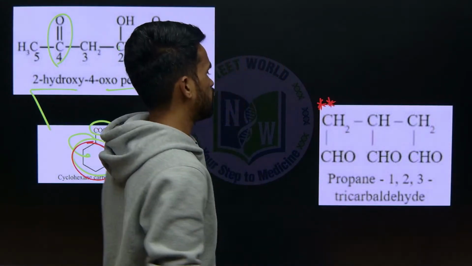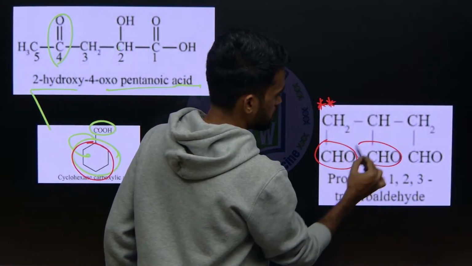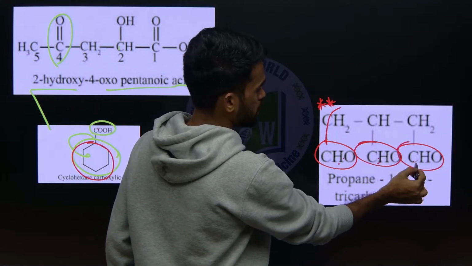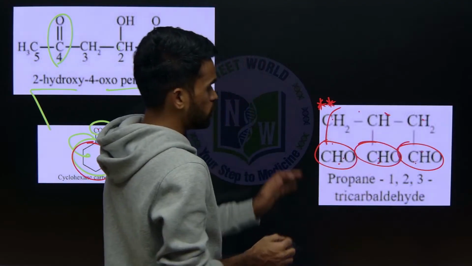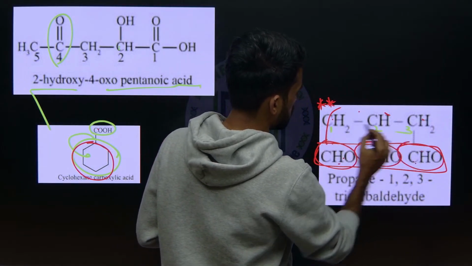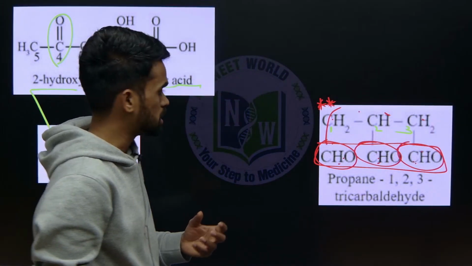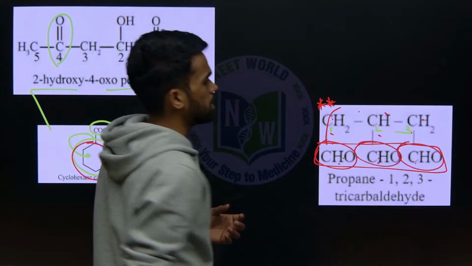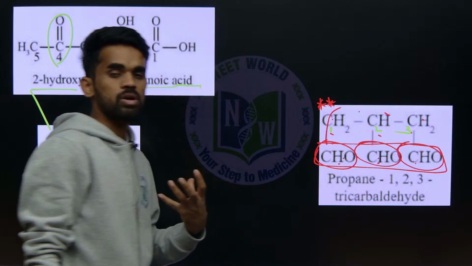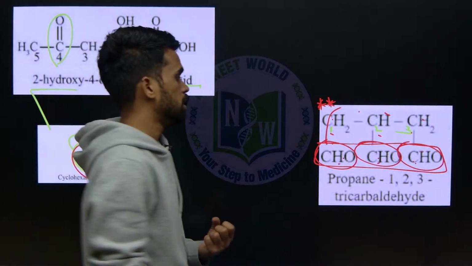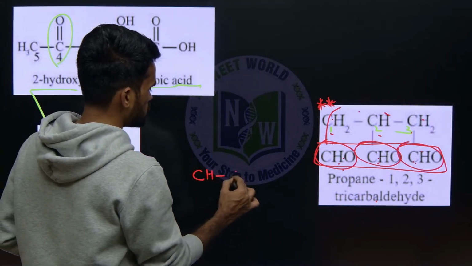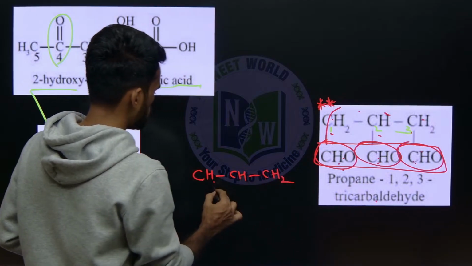Now see, whenever the same groups are there like this, 3 groups are the same, therefore we cannot prioritize them or differentiate them while counting a parent chain. Therefore all these are kept aside. Count the number of carbons in the long chain, 1, 2, 3 are there. So propane 1, 2, 3 tricarbaldehyde we can call it. What is the name of this compound? Propane 1, 2, 3 tricarbaldehyde. If it is an aldehyde, tricarbaldehyde. If it is a carboxylic acid, just tell me, CH2 COOH.